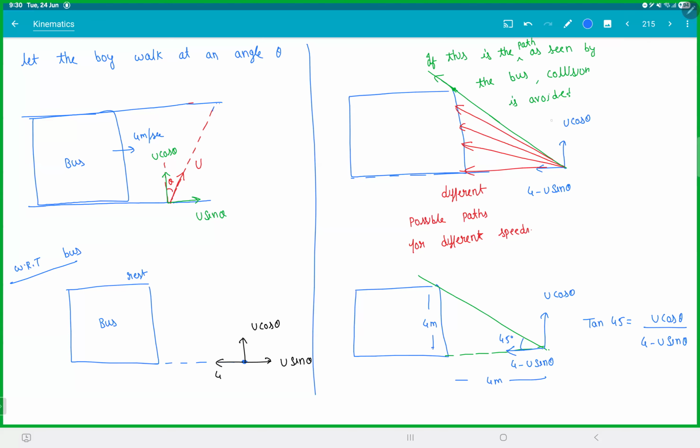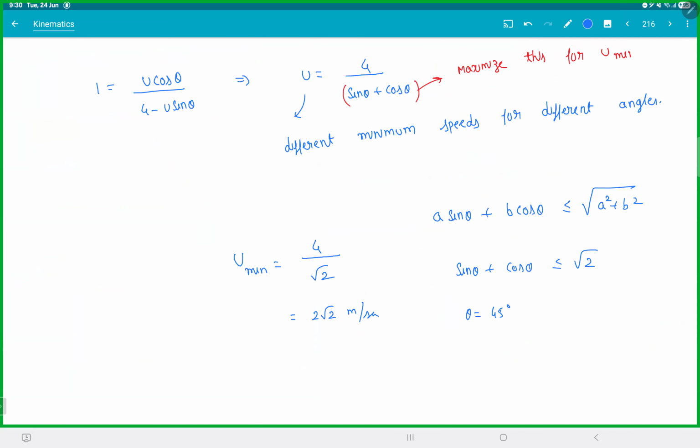But see, you're asking for minimum, so you should graze like this, right? If you take theta 4 plus u sine theta, that means the boy will go like this. That is not minimum speed. So for minimum speed, you should be coming towards the bus. You should just miss the bus. All clear with this?